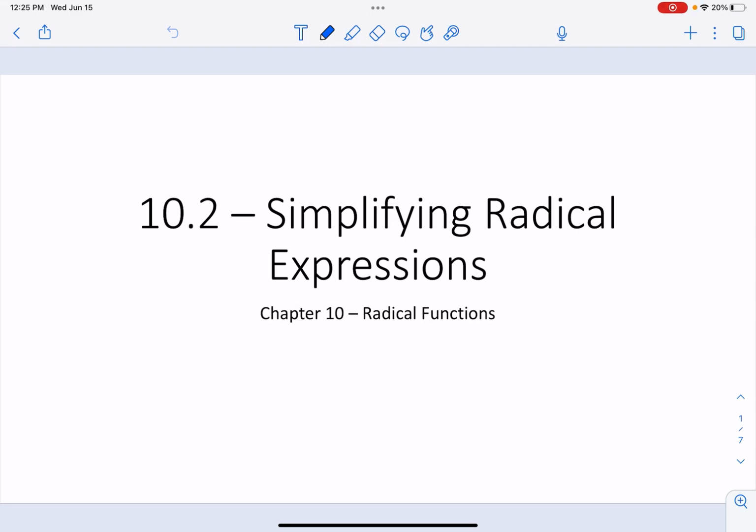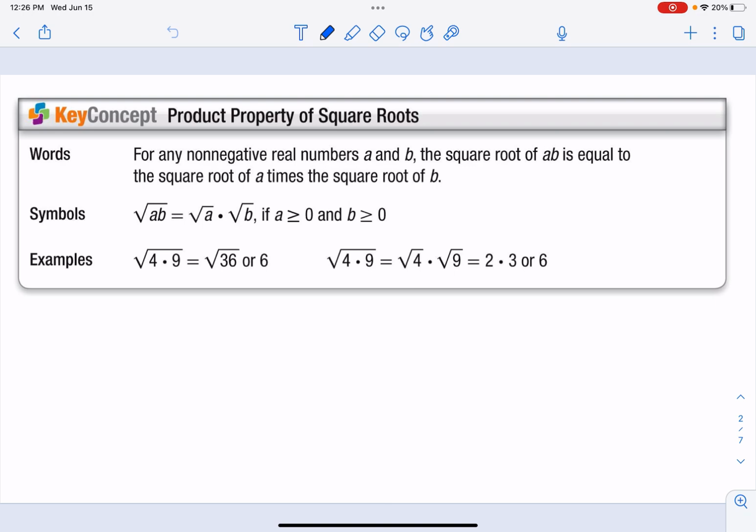Today we're going to be talking about simplifying radical expressions, and this is really important. We do this a lot throughout all of mathematics. I currently teach geometry, and I expect my students walking into my geometry class to be able to know how to do this. So, a key product property.